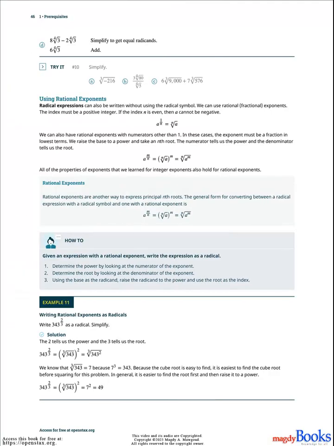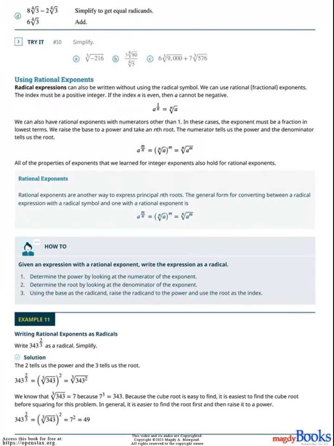Simplify. d. 8 fourth root of 3 minus 2 fourth root of 3. Simplify to get equal radicands. Equals 6 fourth root of 3. Add. Try it number 10. Simplify. a. Cube root of negative 216. b. 3 times fourth root of 80 over fourth root of 5. c. 6 times cube root of 9000 plus 7 times cube root of 576.